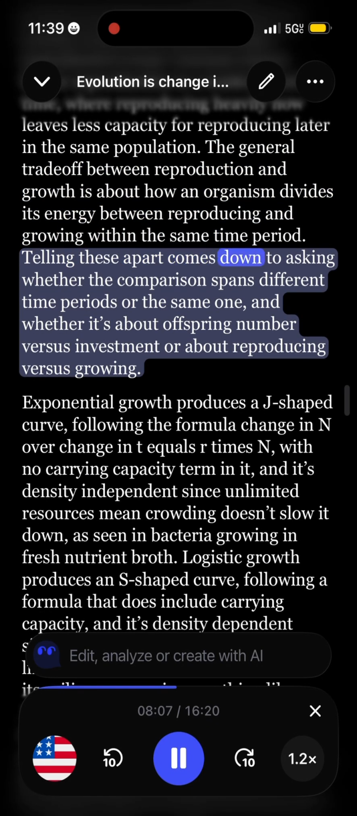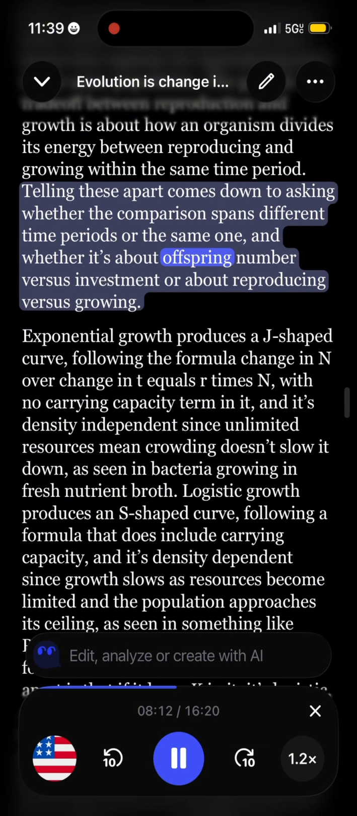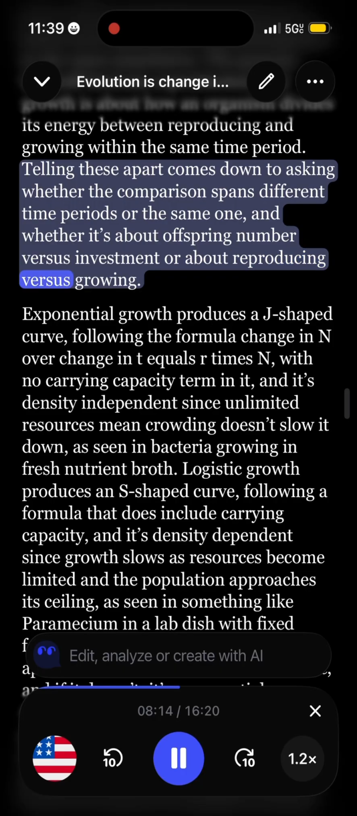Telling these apart comes down to asking whether the comparison spans different time periods or the same one, and whether it's about offspring number versus investment or about reproducing versus growing.